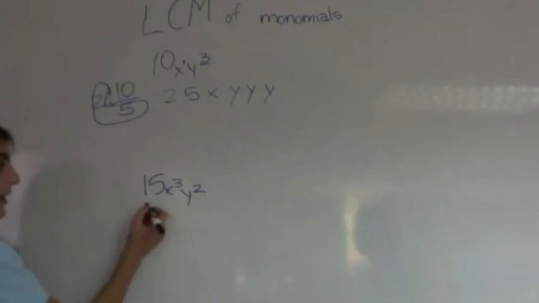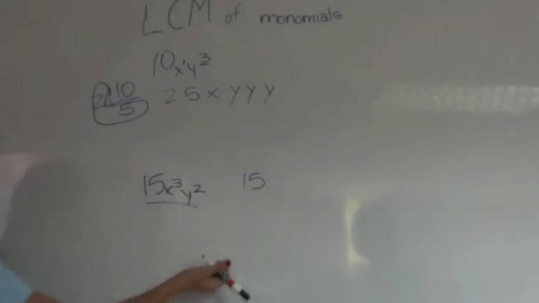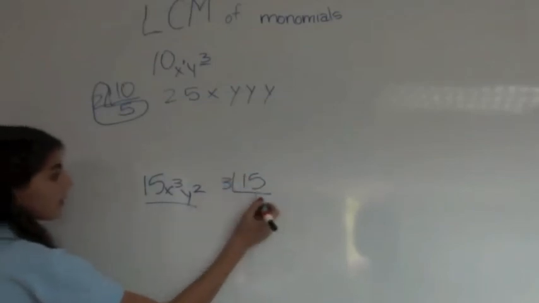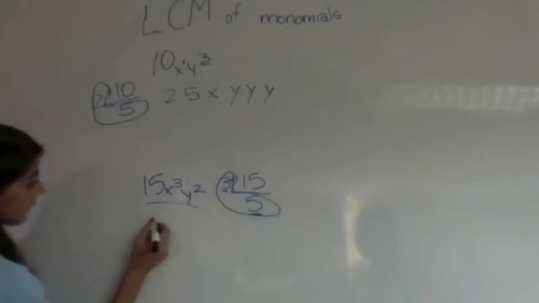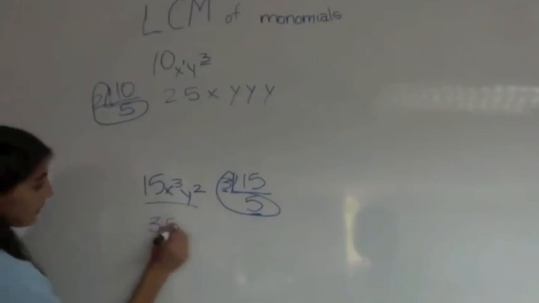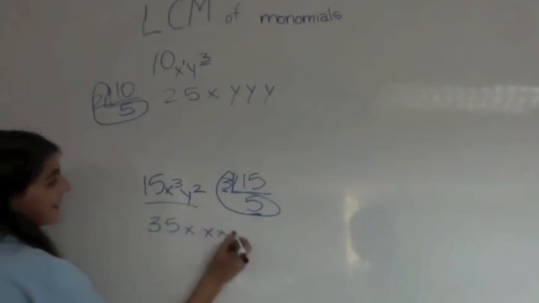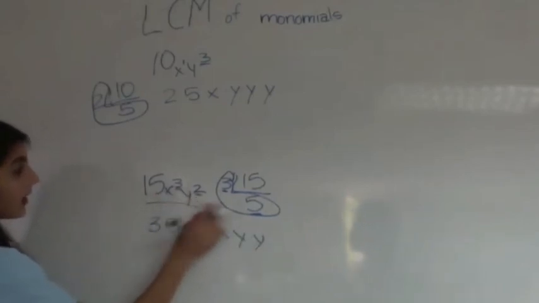Now let's do the same thing, but with this monomial. So let's find the prime factorization of 15. It can be divisible by 3, which would then equal 5, and since they're both prime, we can use our famous L to figure that out. So that would be 3 times 5 times x times x times x times y, since it's x 3 times and y twice.